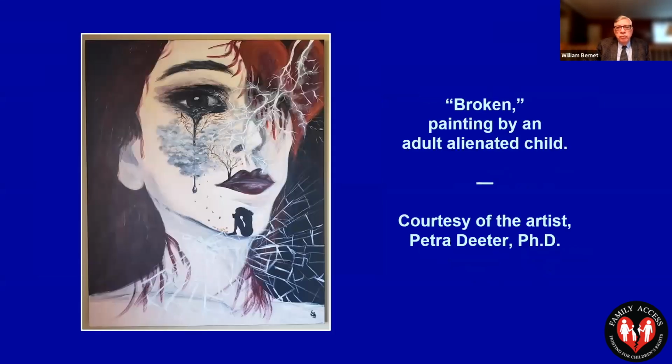Here's another painting that's done by an adult who had been an alienated child. And this is by a psychologist named Petra Dita. She's the artist, and she let us show this picture. And she's trying to convey here what it was like being an alienated child. And the name of this is Broken. And you can kind of see the bottom part looks like there's broken glass. And then the top part is broken in a certain way. So that's kind of a beautiful but sad picture of what it was like growing up, being alienated from one of her parents.